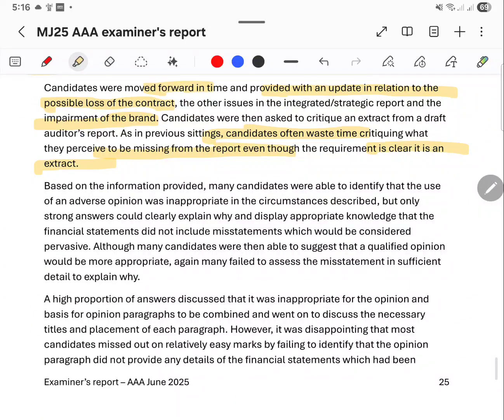Based on the information provided, many candidates were able to identify the use of an adverse opinion was inappropriate in the circumstances described, but only strong answers could clearly explain why and display appropriate knowledge that the financial statement did not include misstatement which would be considered pervasive. Although many candidates were then able to suggest that a qualified opinion would be more appropriate, again, many failed to assess the misstatement in sufficient detail to explain why.